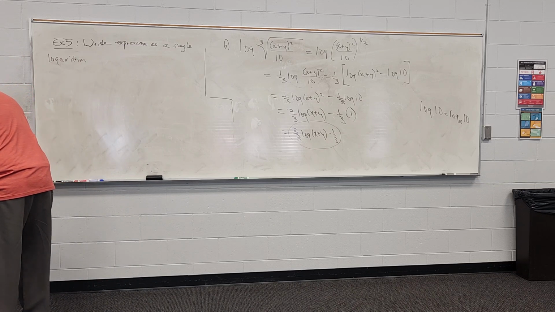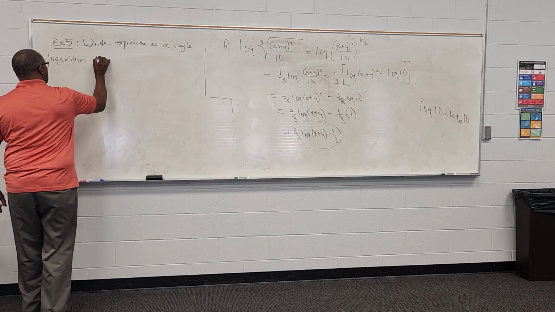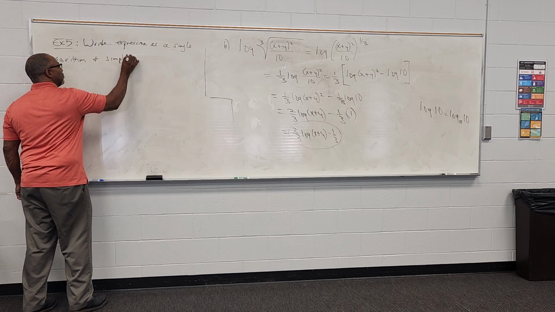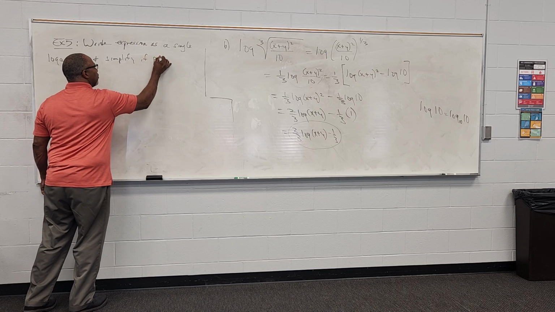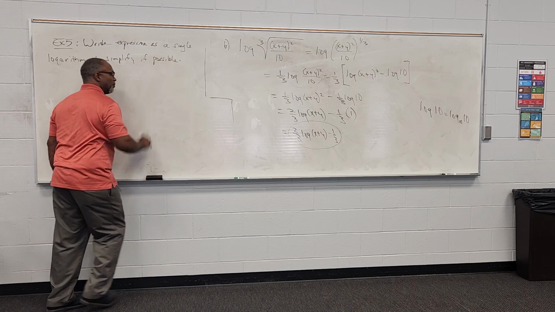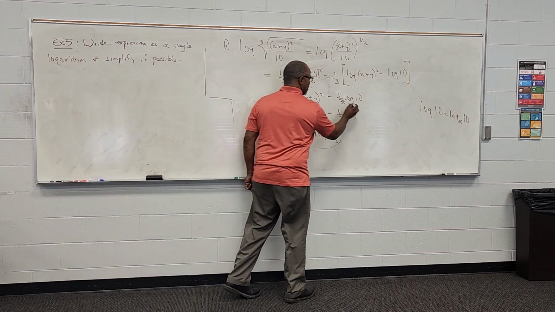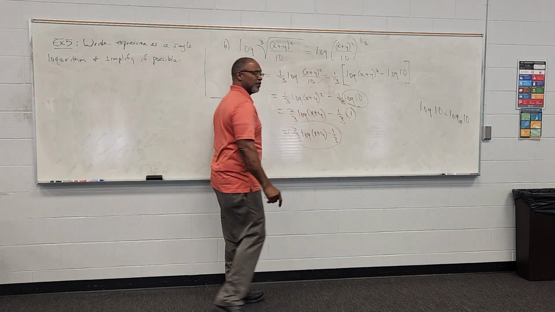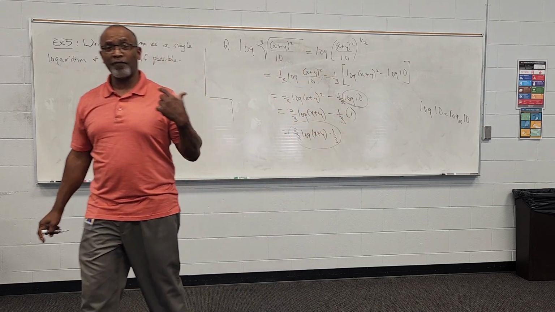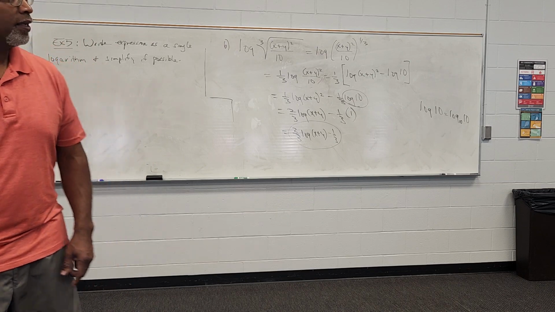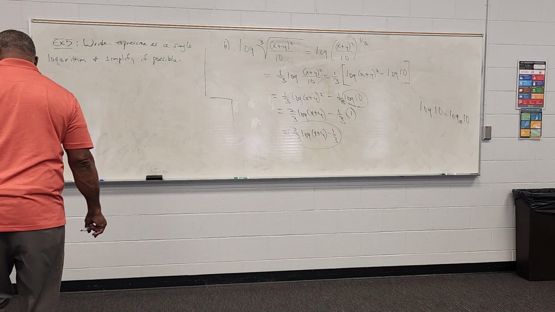Okay? And simplify if possible. So you always have to simplify if you can. What do I mean by "and simplify if possible"? Stuff like right here, the log base 10 of 10 is 1. You have to apply those rules and simplify as you go, if possible.